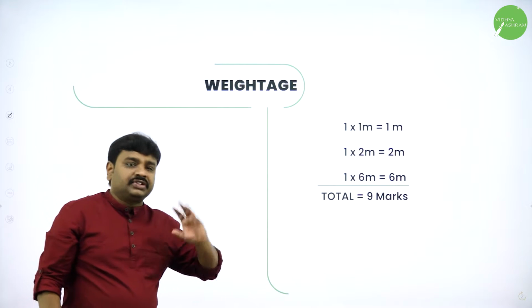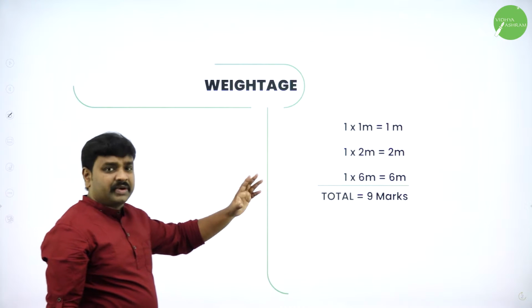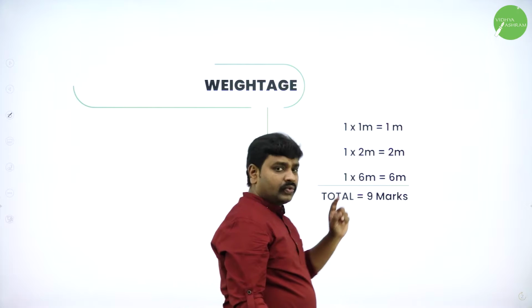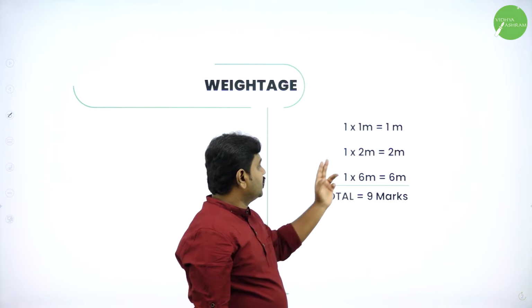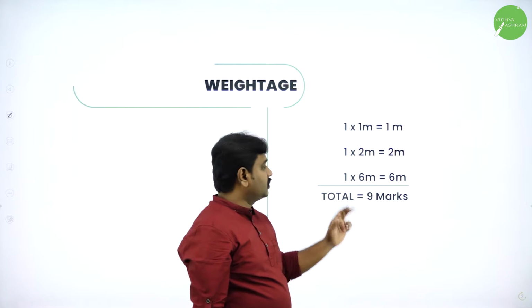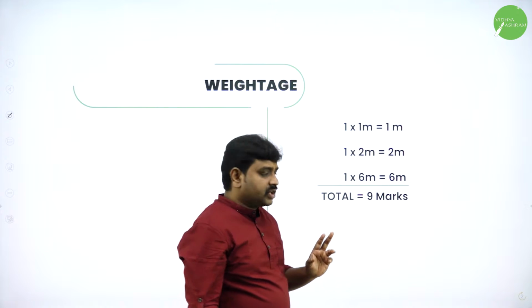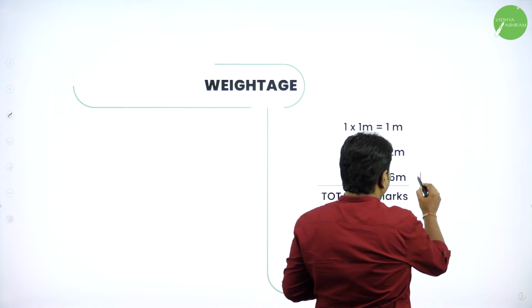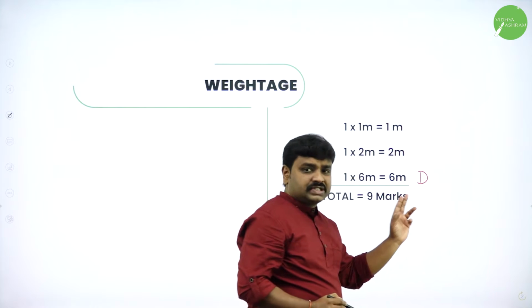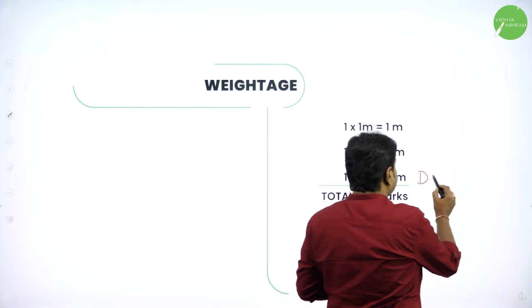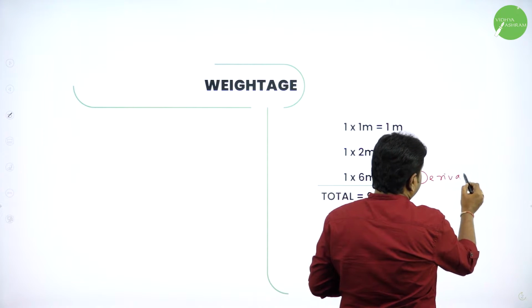So now, the weightage for this chapter. If you refer to the past papers, they ask one 1 mark question from this topic, one 2 mark question, and you can expect one 6 mark question. Generally the 6 mark question will be a derivation. They ask this derivation in part E section.